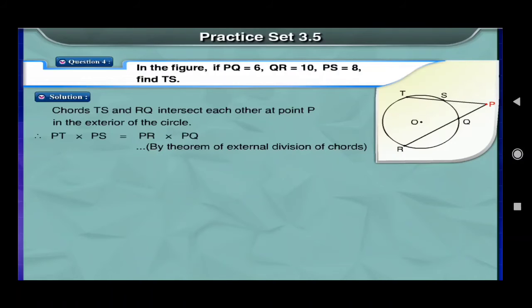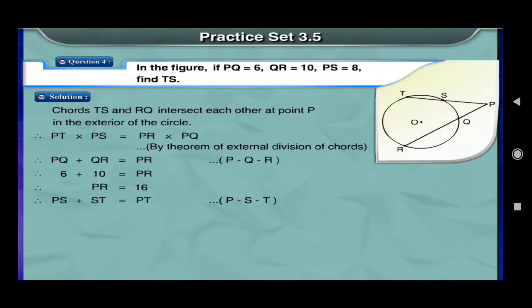It is given that points P, Q, R are collinear points, and point Q lies between points P and R. Therefore, PQ plus QR is equal to PR. Therefore, 6 plus 10 is equal to PR. Therefore, PR is equal to 16. Similarly, points P, S, T are collinear points, and point S lies between points P and T. Therefore, PS plus ST is equal to PT. Let ST be equal to X. Then PS plus X is equal to PT. Therefore, PT is equal to 8 plus X.